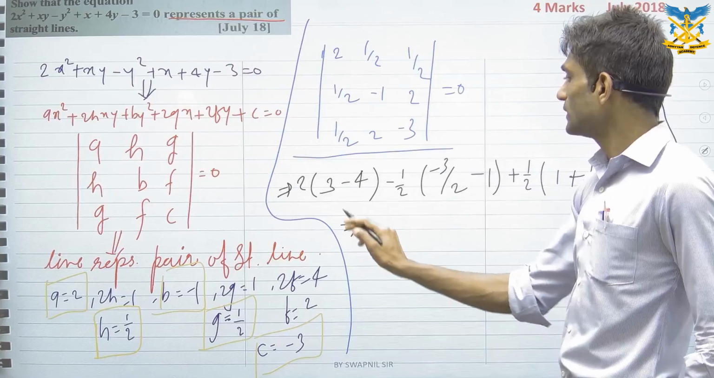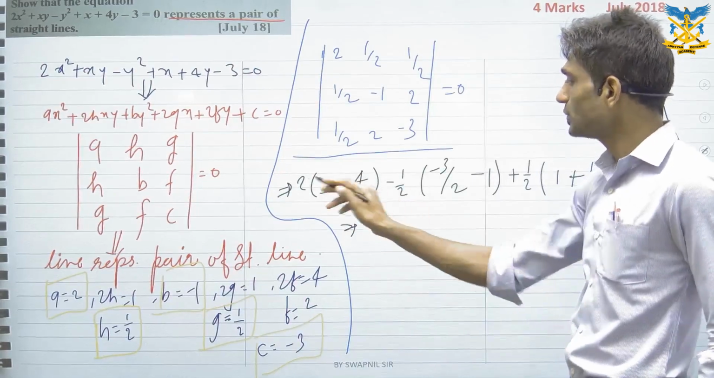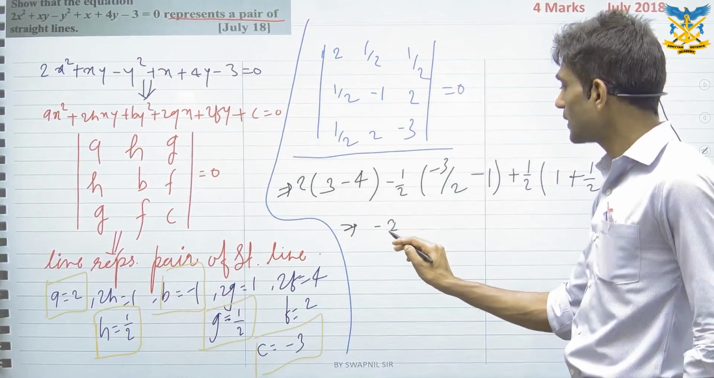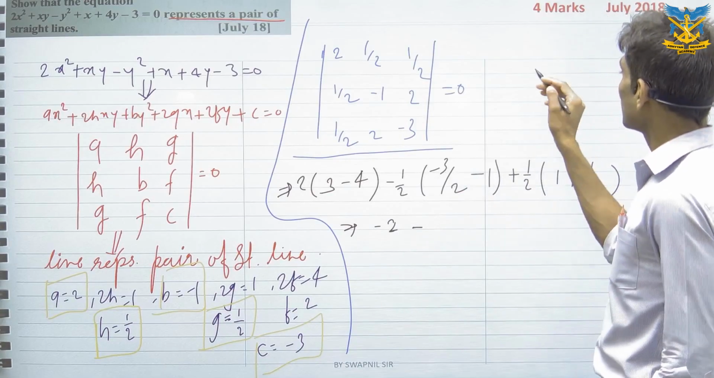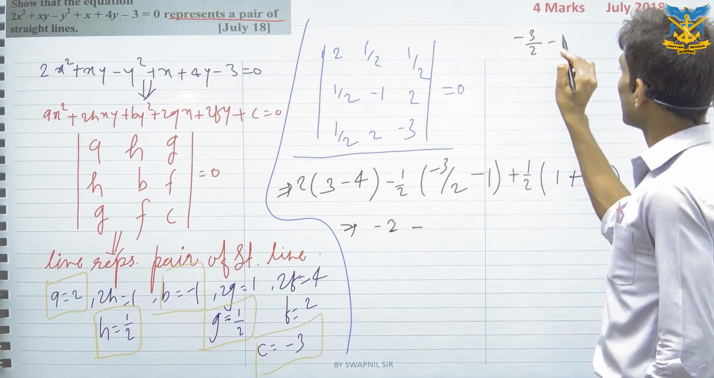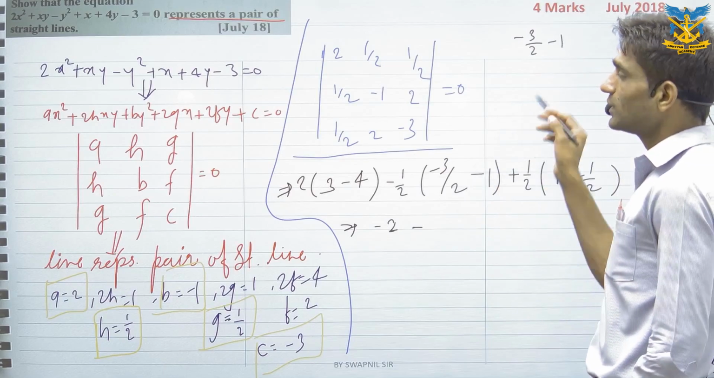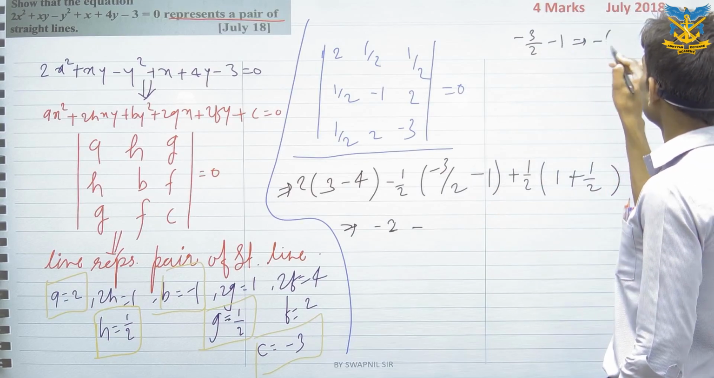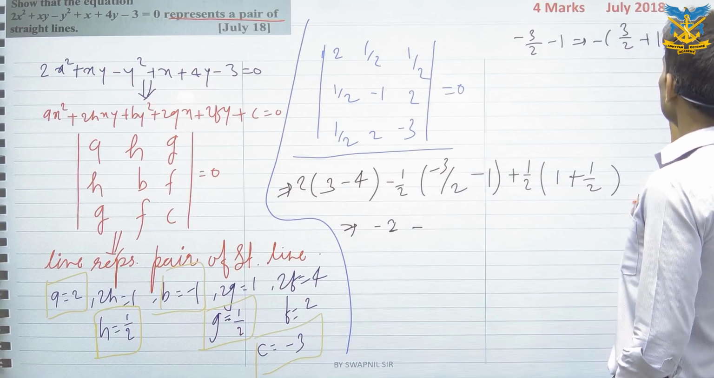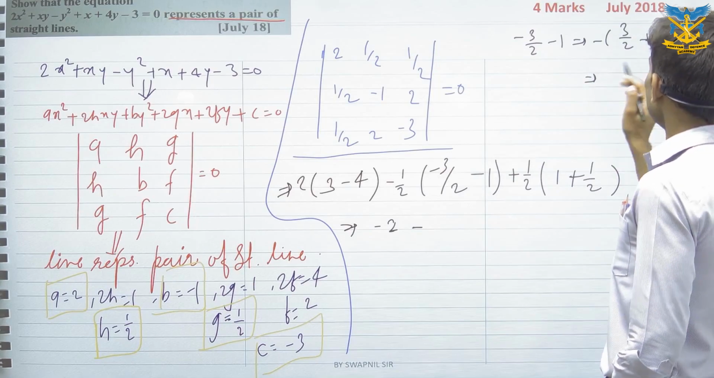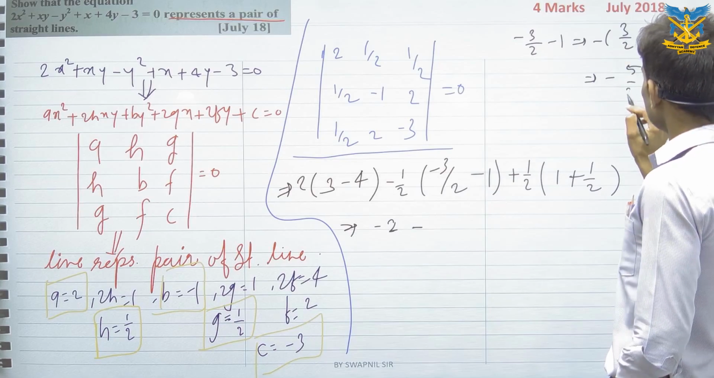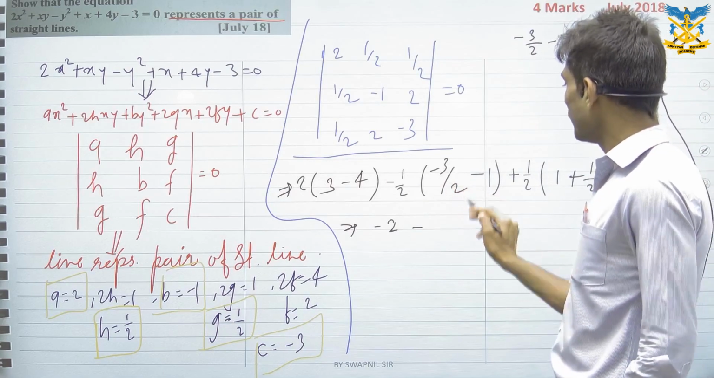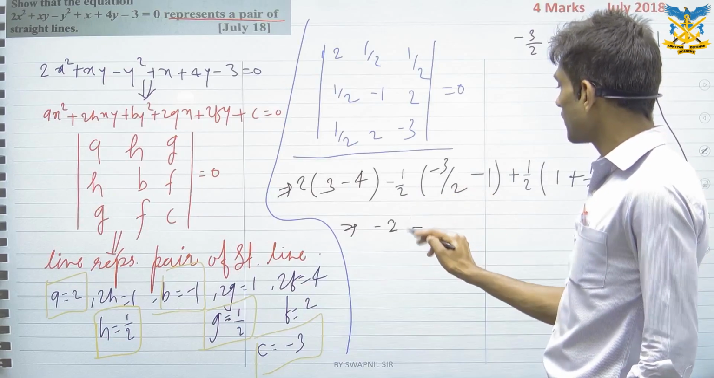Let's go for the calculation. 3 minus 4 is minus 1. Minus 1 into 2 is minus 2. Again, minus 3 by 2 minus 1. How can we solve this? Minus 3 by 2 minus 1, take the negative common, so negative of 3 by 2 plus 1. Negative of 3 by 2, 2 ones are 2, 2 plus 3 is 5 by 2. So we get negative 5 by 2.